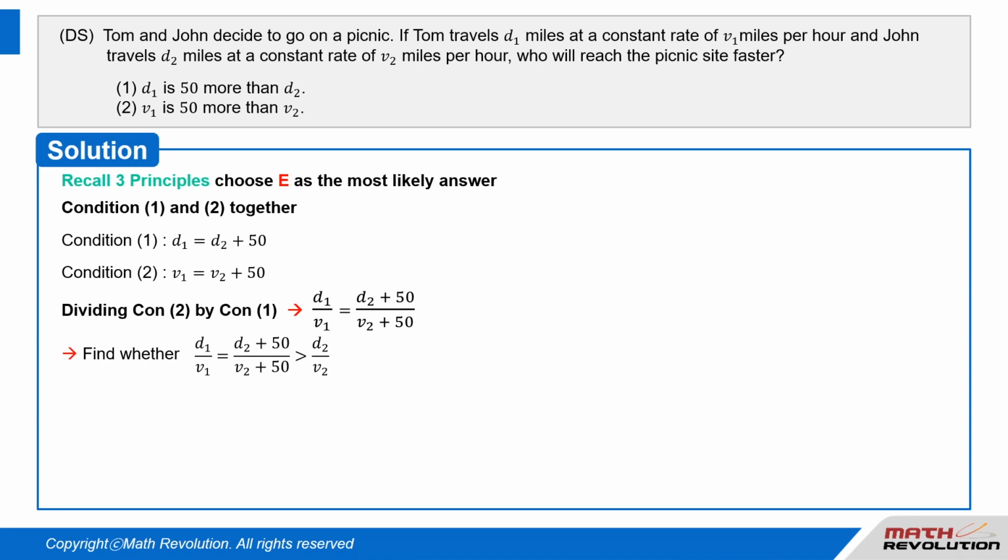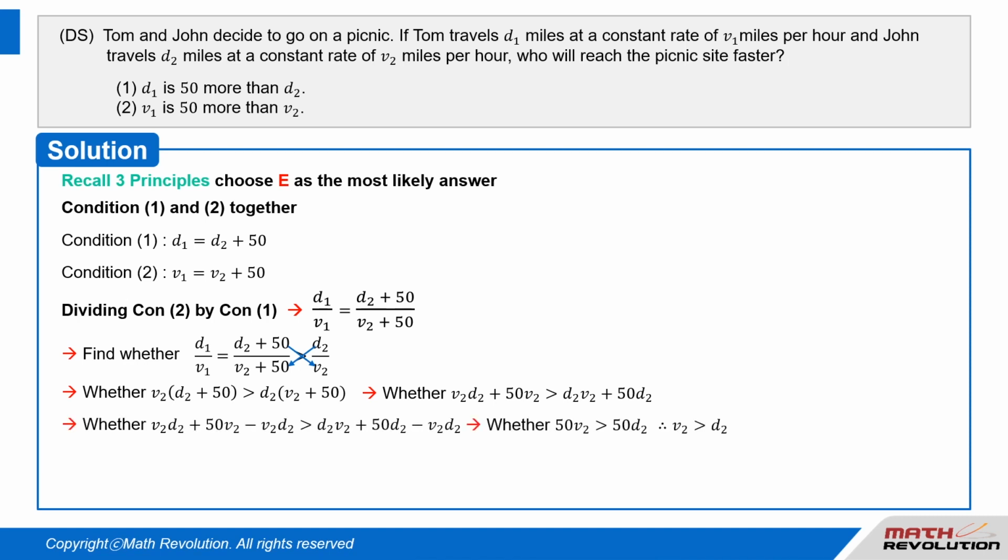We have to find whether D1 over V1, which equals D2 plus 50 whole over V2 plus 50, is greater than D2 over V2. If we cross-multiply, we have to find out whether V2 times whole of D2 plus 50 is greater than D2 times whole of V2 plus 50. If we distribute through the brackets, we have to find out whether V2 times D2 plus 50 times V2 is greater than D2 times V2 plus 50 times D2.